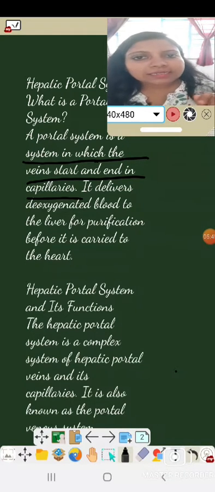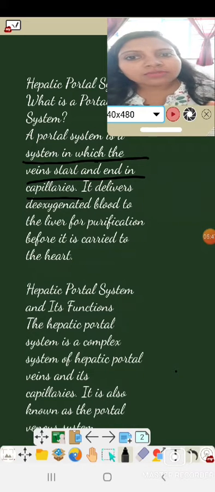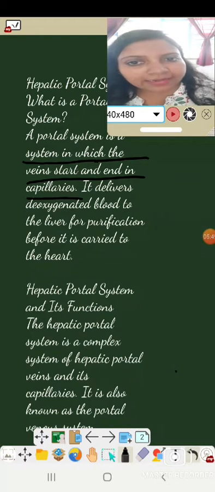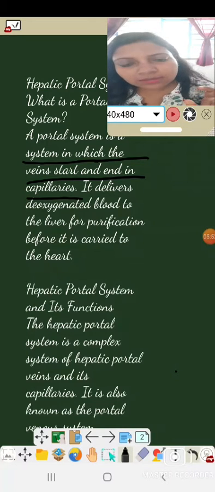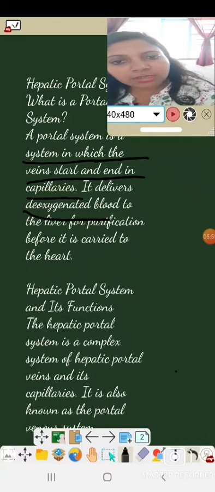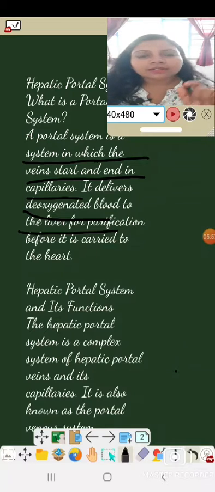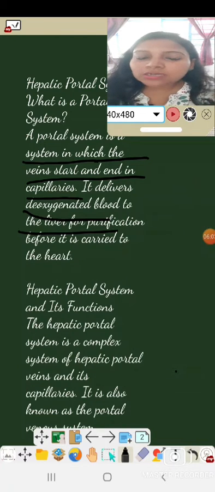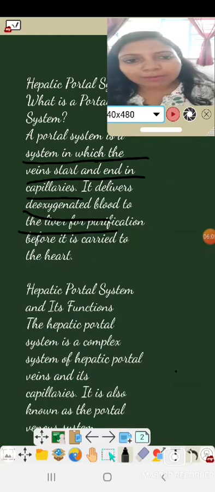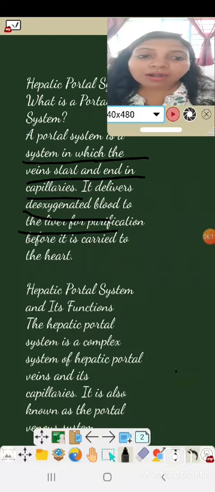So that's why it is said a portal system is a system in which the veins start and end in capillaries, and it always delivers the deoxygenated blood to the liver for purification. And the heart's work is to oxygenate the blood through the lungs and to pump it, and after that it will pump the oxygenated blood to different parts of the body.